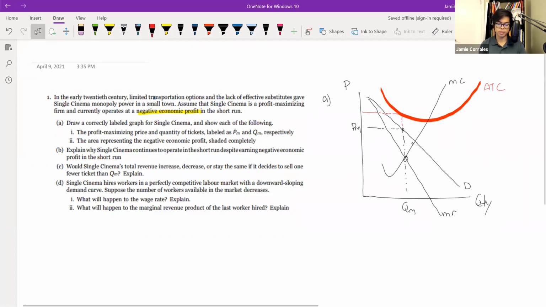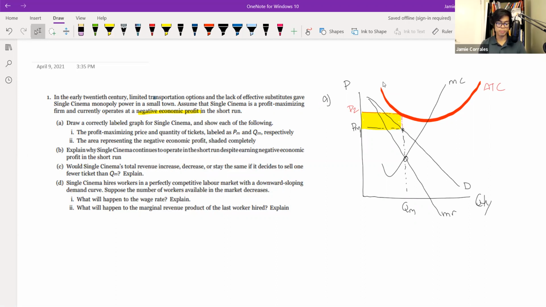So let's call this point P2, right? And so if I'm charging PM, but to produce QM my average total cost is P2, which is greater than PM, I'm not making money, I'm losing money. So I'm going to shade this region in yellow to show that this is negative economic profit. This is negative profit. Cool. That satisfies A1 and A2.